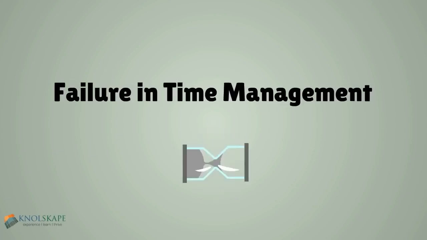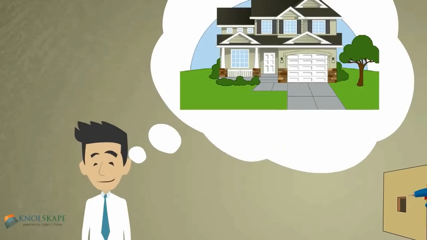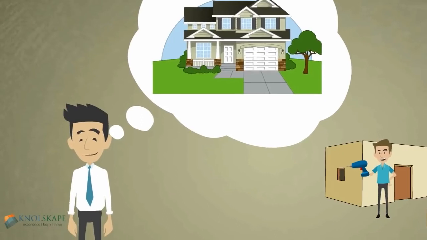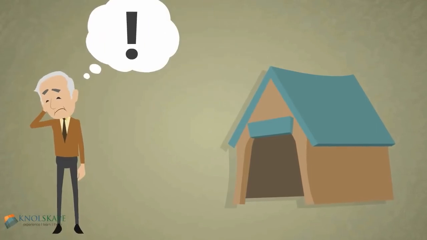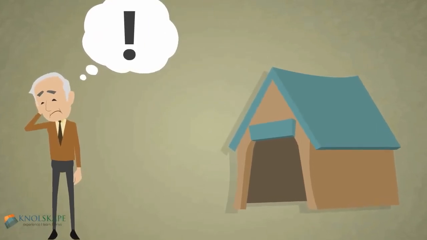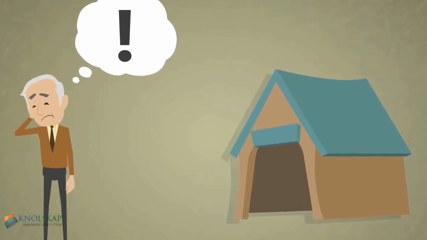Failure in time management. John has the dream of constructing a beautiful home for himself. He starts it at a young age, but does not plan it correctly. Even after he reaches his old age, due to improper time management, his dream house could not be completed.